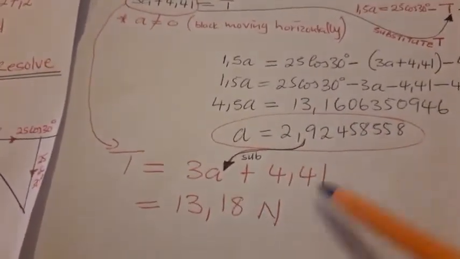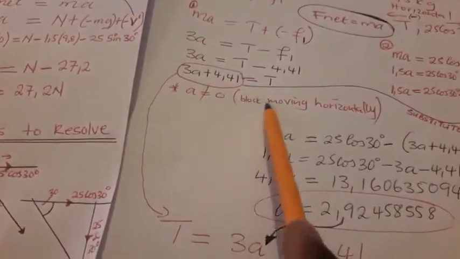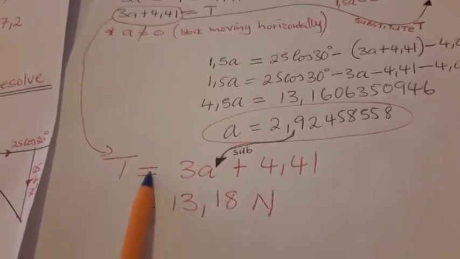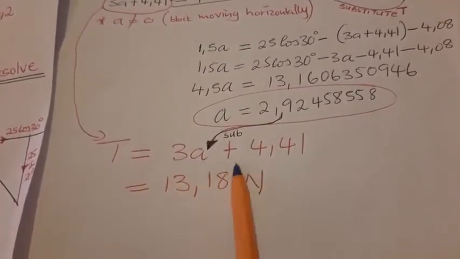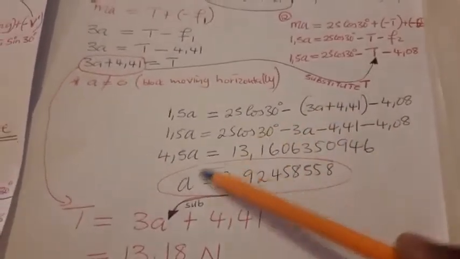Then by merely substituting from that first equation that I was holding, T equals 3a plus 4.41, I substitute there and I get my T as 13.18. So this is the mathematical part. You should do your maths and know how to solve simultaneous equations.